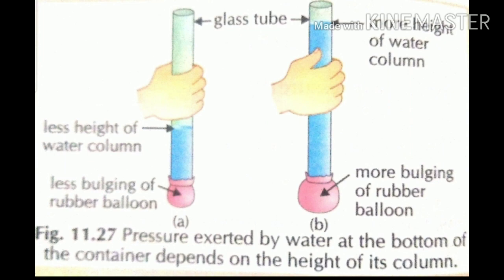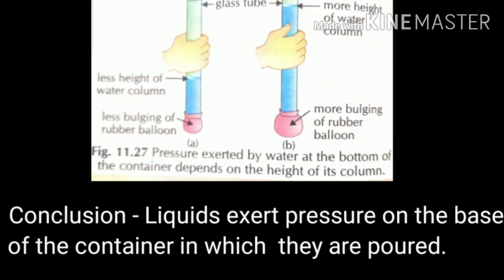Now, pour more water in the tube. You see that the size of the bulge increases. So from this activity, we can say that liquids exert pressure on the base of the container in which they are poured. Also, the pressure exerted by a liquid at the bottom of the container is in the downward direction and depends on the height of its column. More is the height, more is the pressure, and vice versa.